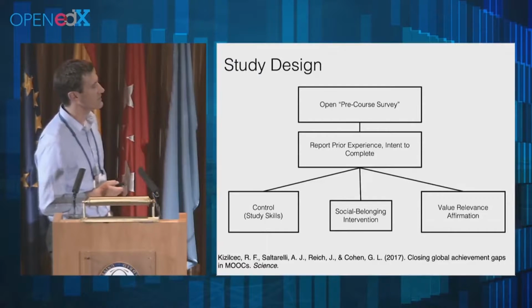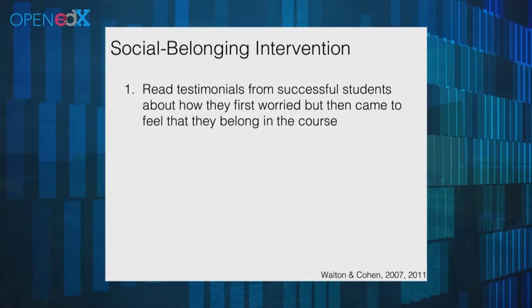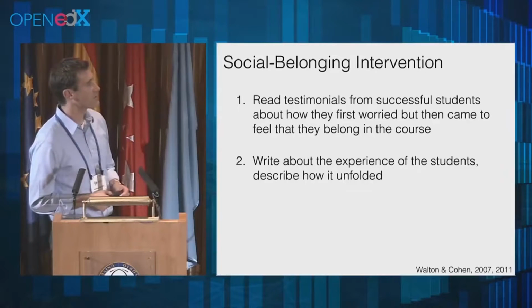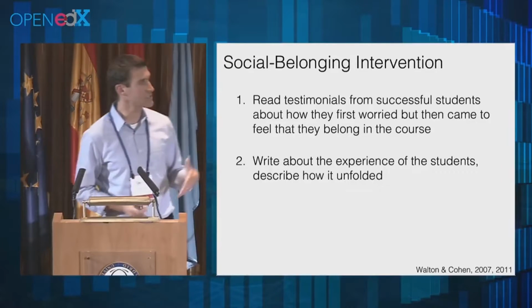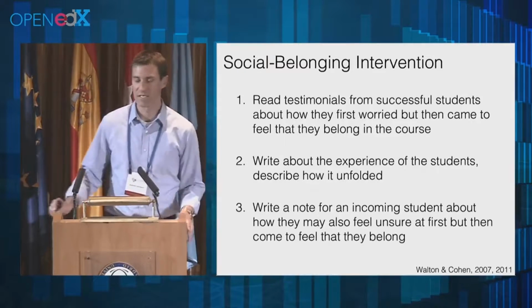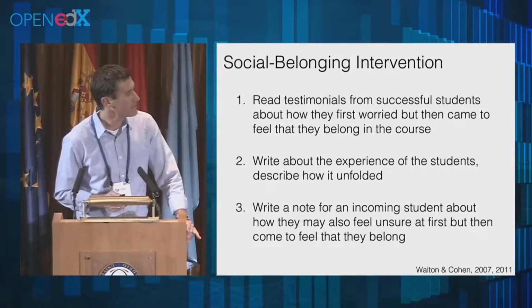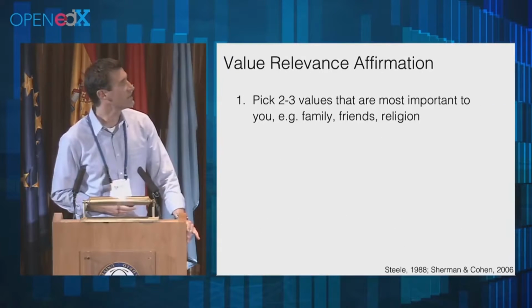This is just the design of the study with control, where they just got some study skills tips, and then the social belonging intervention and value relevance affirmation. So real briefly, social belonging intervention: they read testimonials from other students that were also worried about their belonging in this type of course. Then they write about the experience of those students and describe, in their own words, how did that unfold? And then finally write a note for an incoming student who might also have that same type of experience. Again, less than 5 minutes, pre-course survey.